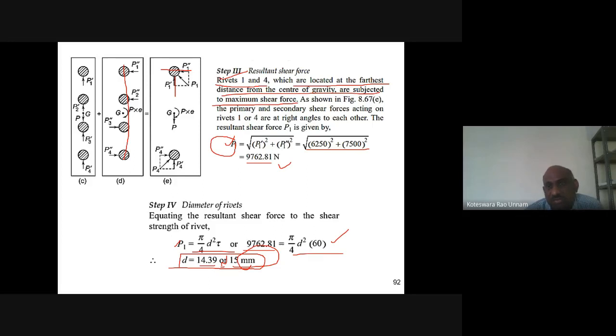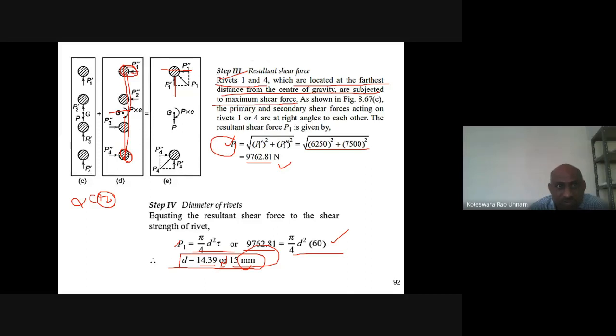So only based on the secondary shear force can we identify which rivet is subjected to maximum shear force. Since the secondary shear force is proportional to C into R, whichever has the maximum value of R is subjected to the maximum shear force. You can see that in the calculation also. Rivet 1 is subjected to 7.5 kilonewtons of secondary shear force. Rivet 4 is also subjected to a secondary shear force of 7.5 because the distance is 150. Even for this rivet the distance is 150, so that's why you are getting the same value.